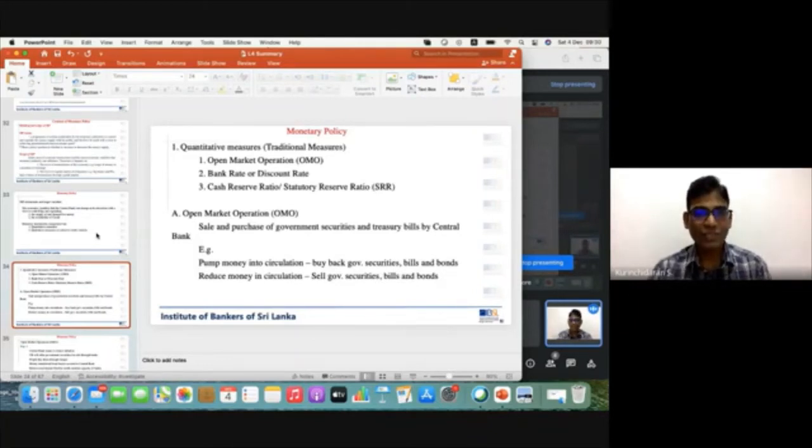So one is open market operation, which we have discussed. Second, bank rate or discount rate. We call it bank rate here in Sri Lanka, but in the Federal Reserve System, we call it discount rate. And third, cash reserve ratio or statutory reserve ratio. We were talking about a 10% reserve. That can be called cash reserve ratio or statutory reserve ratio. In Sri Lanka, we call it SRR, statutory reserve ratio.